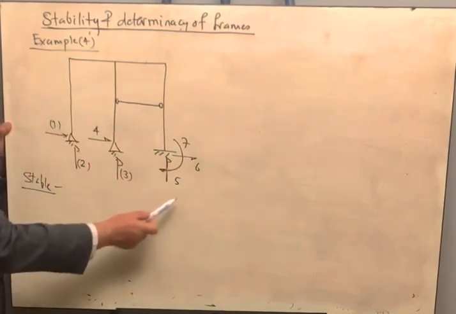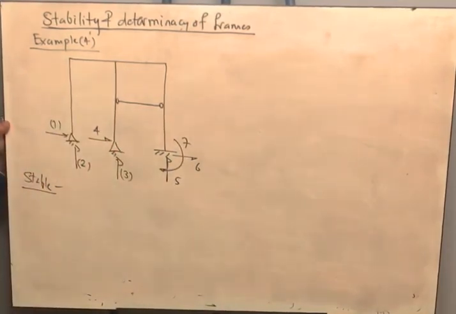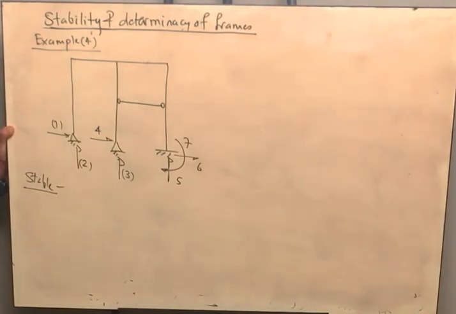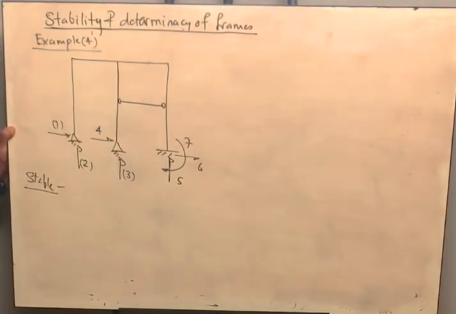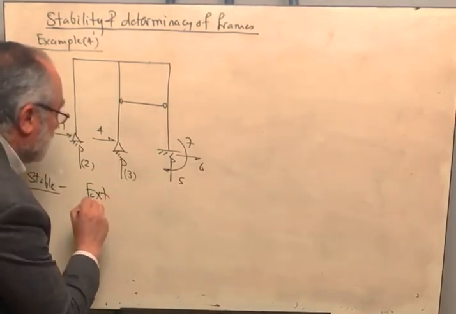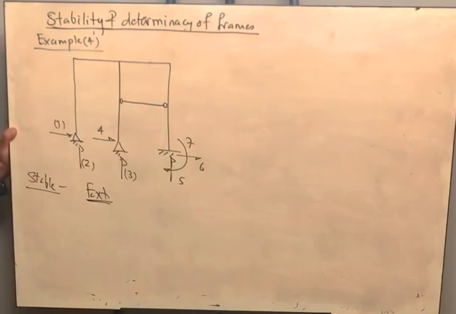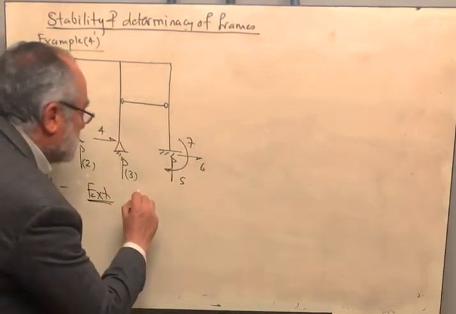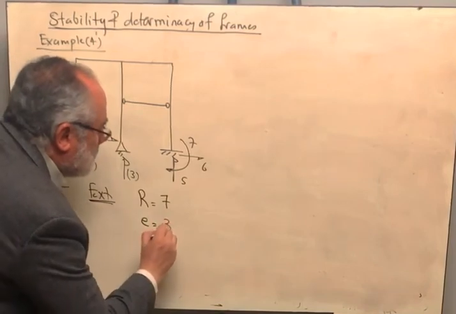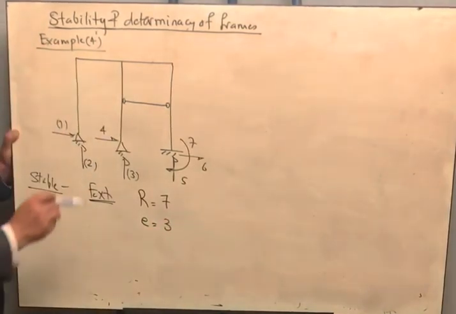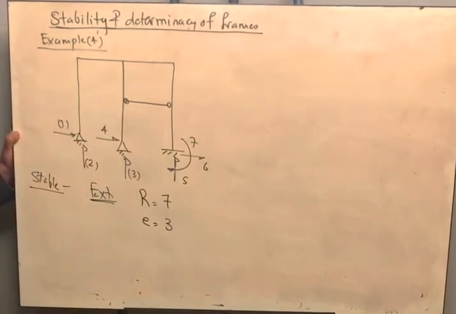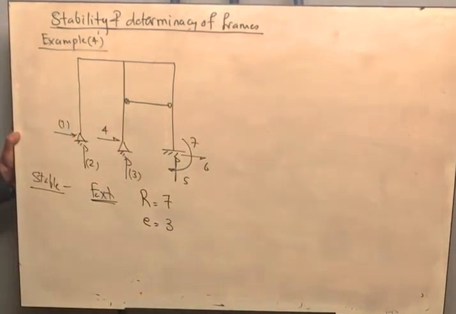The total number of reactions is exceeding the total number of equilibrium equations and condition equations. Therefore, this is stable. There is no problem about that. For the external indeterminacy, the number of reactions is equal to 7. The number of equilibrium equations is equal to 3. Can I use this intermediate hinge to determine one of the support reactions?